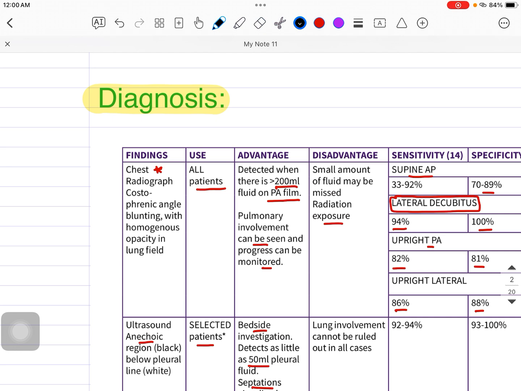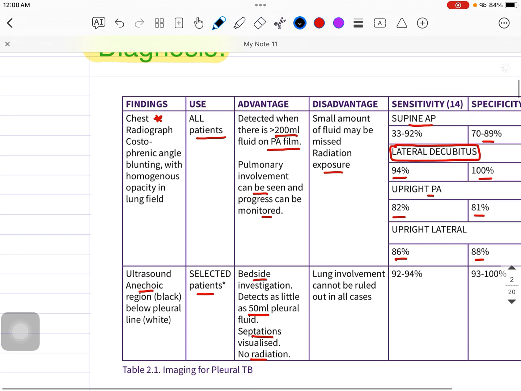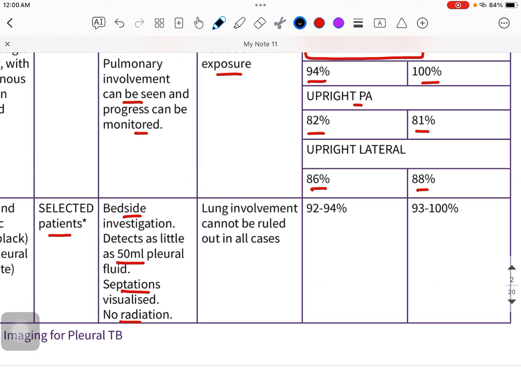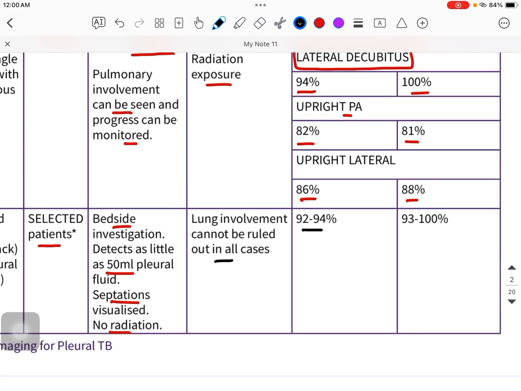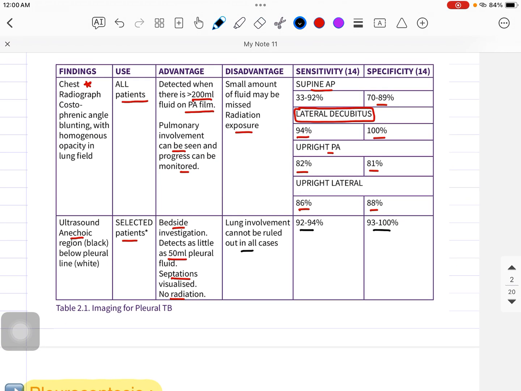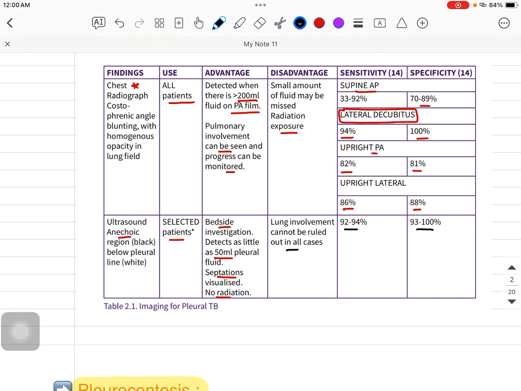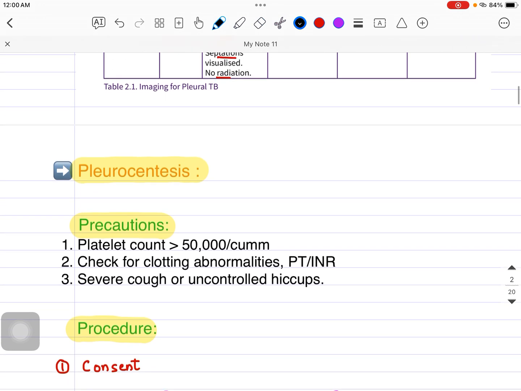However, we have other methods also, using streptokinase and other things, but that will be discussed in another class. So for now we know that the chest radiograph is mandatory for all such patients, and we can do ultrasound as well. Lung involvement cannot be ruled out in all the cases. That is the disadvantage of the ultrasound. Sensitivity is very good, 90 to 94%, and specificity is even better, 93 to 100%. And usually whenever we are draining the pleural cavity, we do it under ultrasound guidance only, in this era.